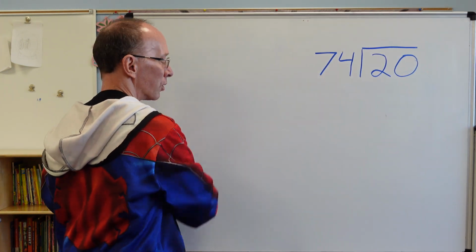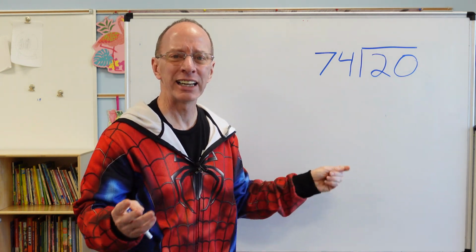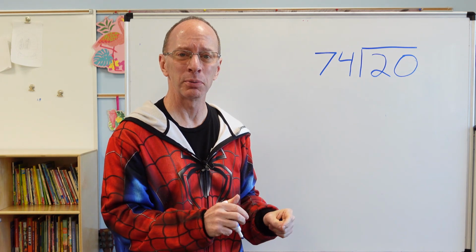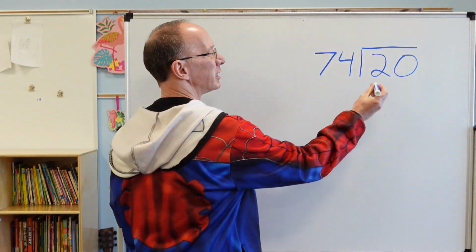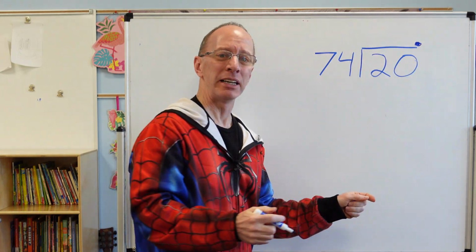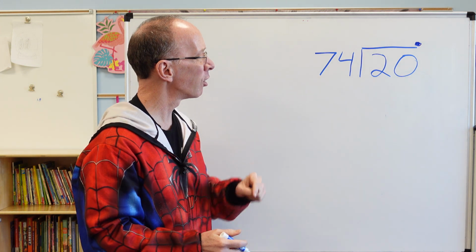And so I can do some work right here. I got to get 74 into 20. Can I do it? No, you can't. So I need to put a decimal point in there. So I'm going to put a decimal point right here. That means that I can start adding some zeros on here and I can solve this problem.